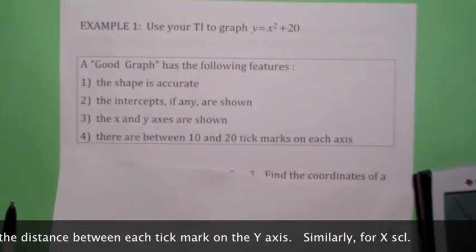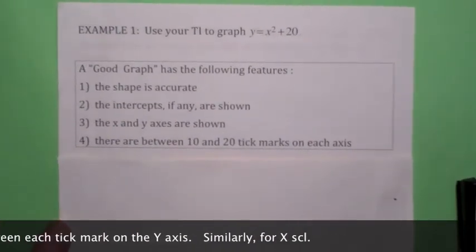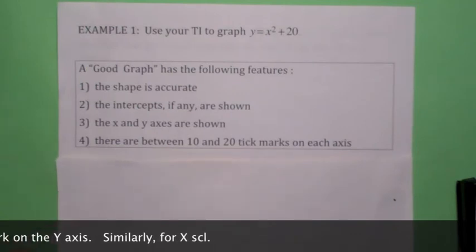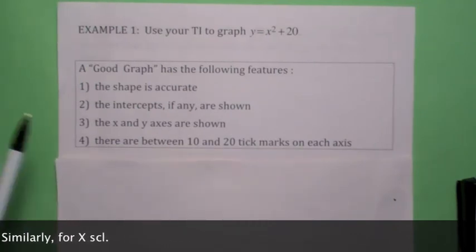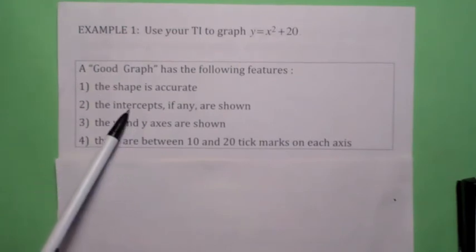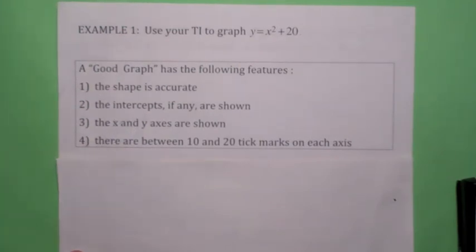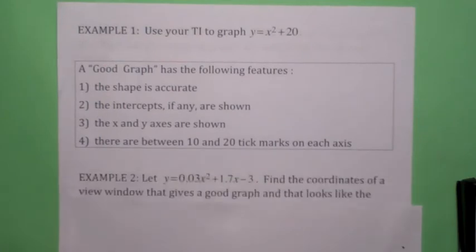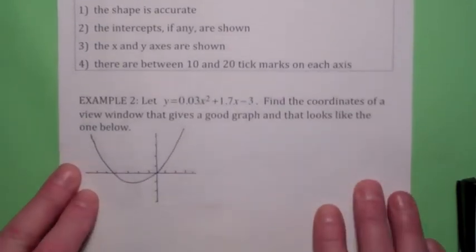So let's talk about that. What does it mean to say you have a good graph? At least in my class, if I ask you to do this on a quiz or test, a good graph has the right shape, has the x and y intercepts if there are any, it shows the axes, and it has between 10 and 20 tick marks. Okay, so let's practice that.